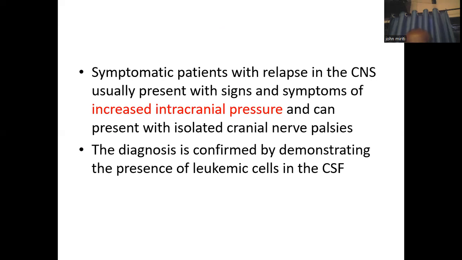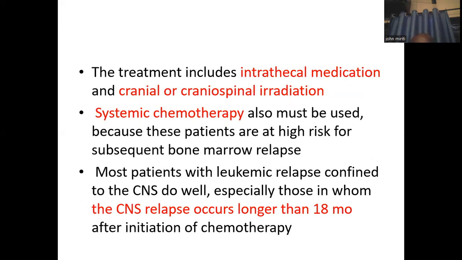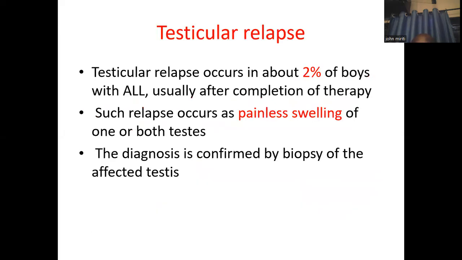Diagnosis is confirmed by demonstrating the presence of leukemia cells in the CSF. The treatment includes intrathecal medication and cranial or craniospinal irradiation. Systemic chemotherapy also must be used because these patients are at risk for subsequent bone marrow relapse. Most patients with leukemic relapse confined to the CNS do well, especially those in whom the CNS relapse occurs longer than 18 months after initiation of the chemotherapy.